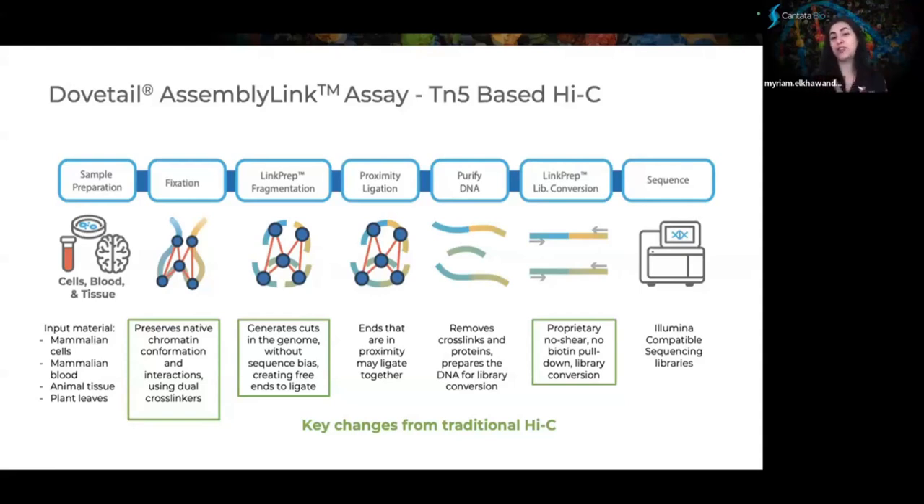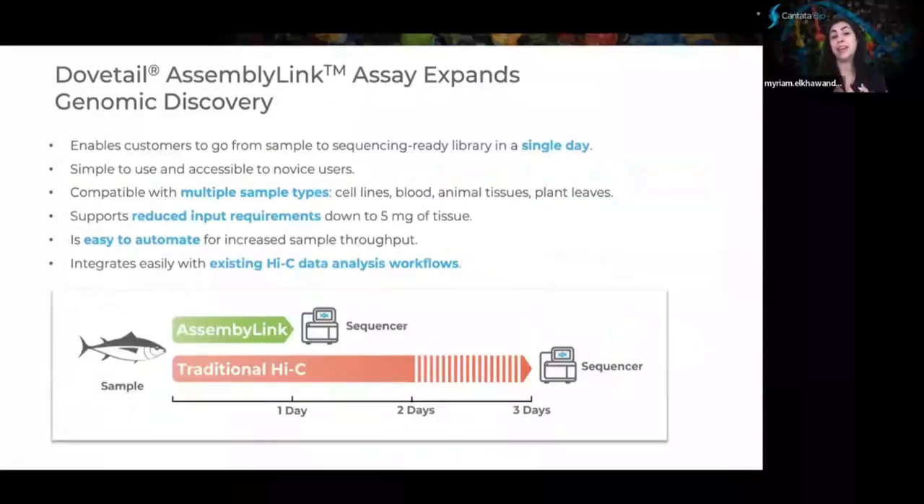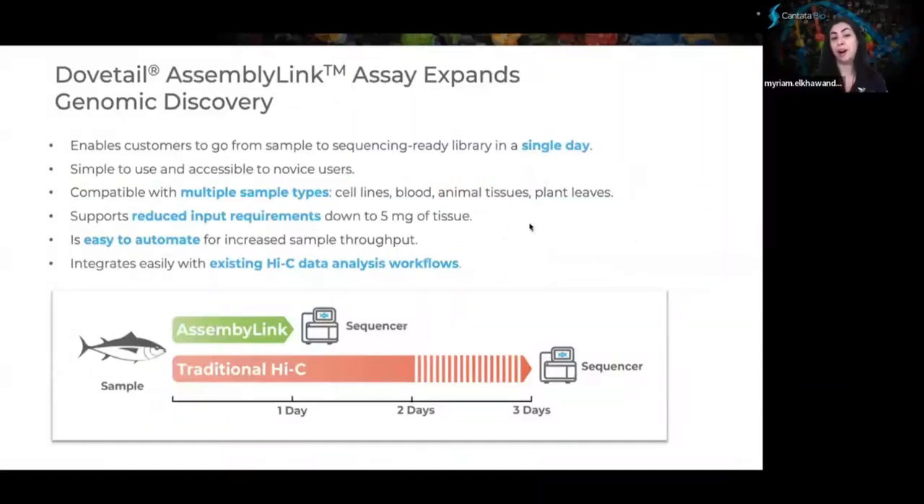So the main implication for AssemblyLink assay is the speed that it offers. It allows customers to go from sample to sequencing ready library in a single day. That's less than half the time that is needed for traditional Hi-C assays. And AssemblyLink assay is the only assay on the market that offers the ability to start your prep in the morning, and by the end of the day, have your libraries ready to put on the sequencer.